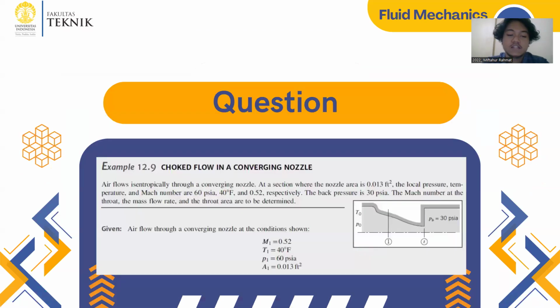Okay, for the last question is choked flow in a converging nozzle. The air flows isentropically through a converging nozzle at a section where the nozzle area is 0.013 feet square. The local pressure, temperature, and Mach number are 60 psia, the temperature is 40 degrees Fahrenheit, and the Mach number is 0.552, respectively. The back pressure is 30 psia. The Mach number at the throat, the mass flow rate, and the throat area are to be determined.